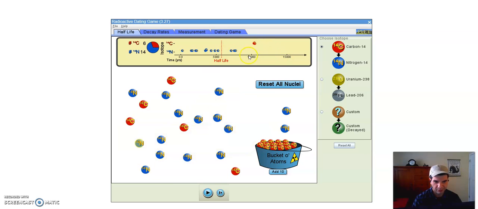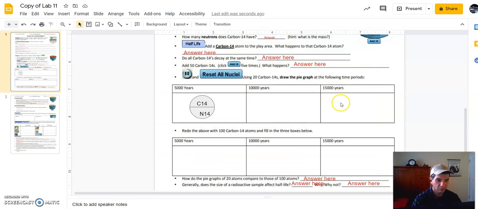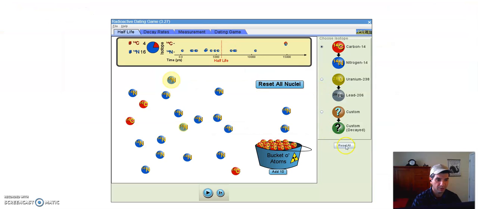Alright, I know it's a little late, but that's what the pie chart should look like. You'll draw that pie chart for 10,000. And you'll draw this pie chart for 15,000. There you go. Now we're going to do the same thing, but with 100. So I'm going to clear all.